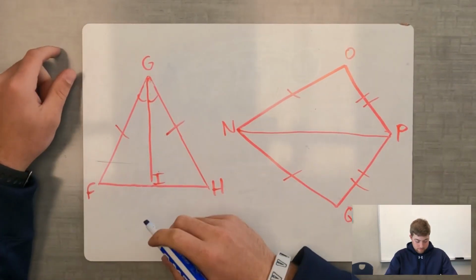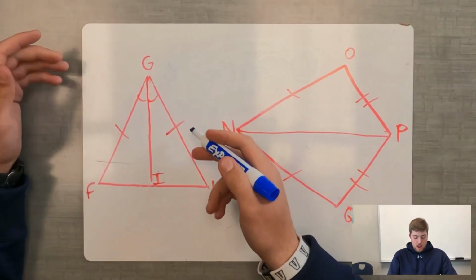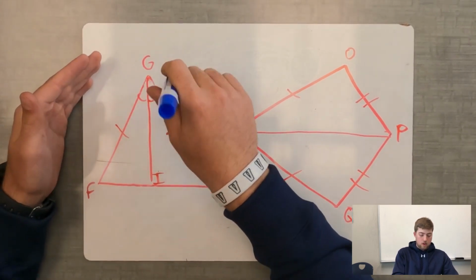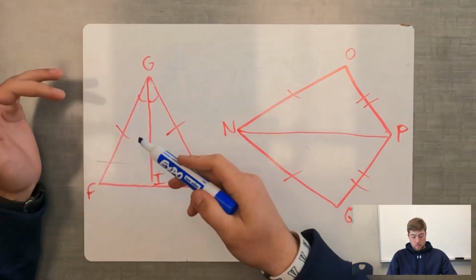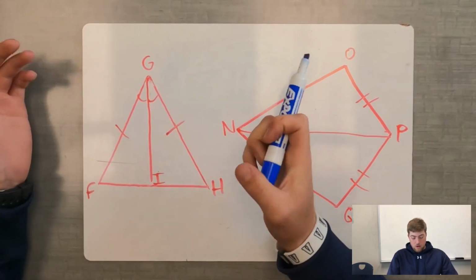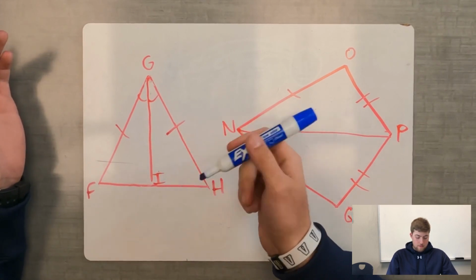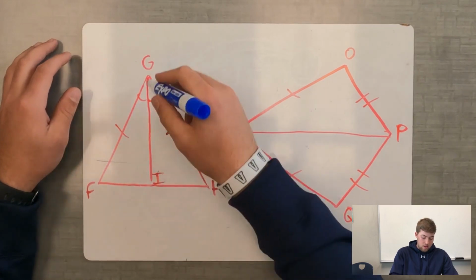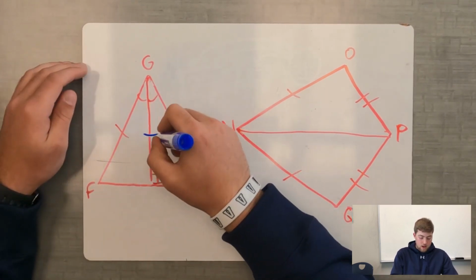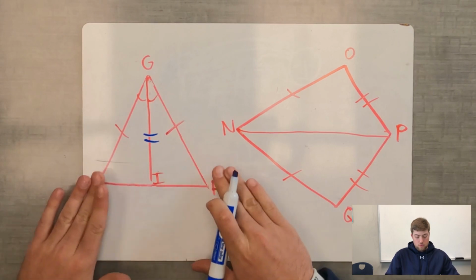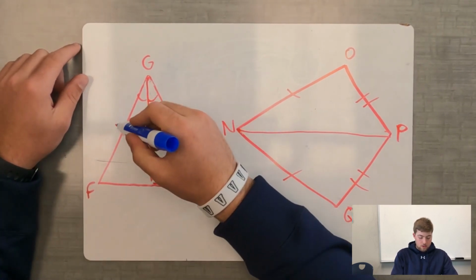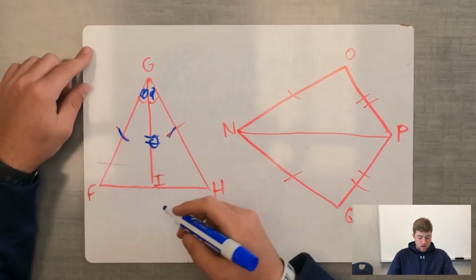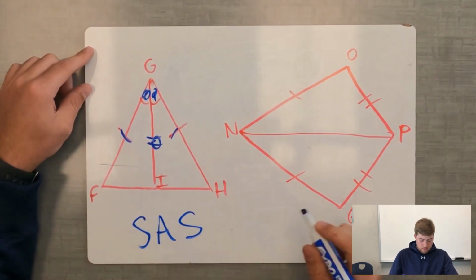Looking at this one, these little lines mean that these two sides are congruent, so we know that there's a side. These two little curves mean that the angles are congruent, so we have a side and an angle, and we need something else. One thing that's easy to see is that they both share a side, so that side is congruent for both of these triangles. So we have side, angle, side. This would be congruent because of SAS.